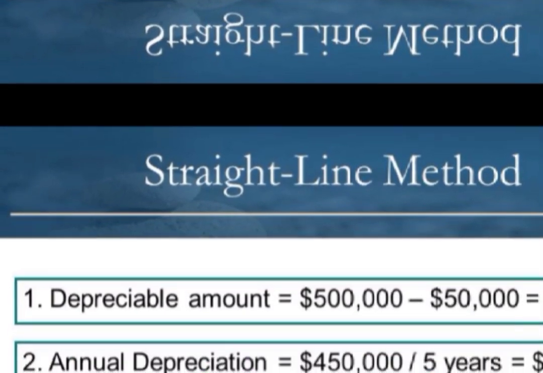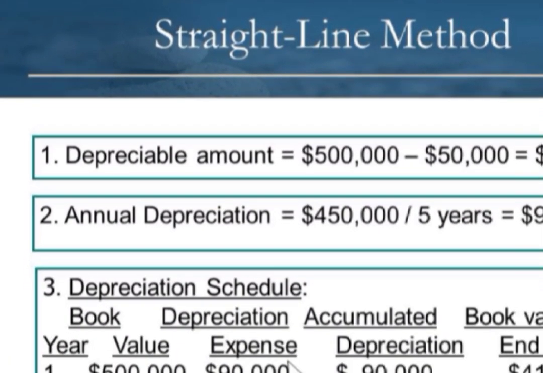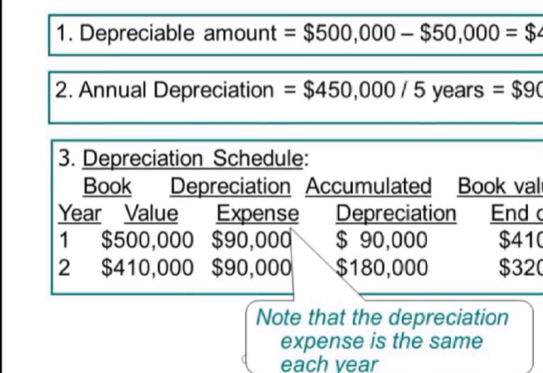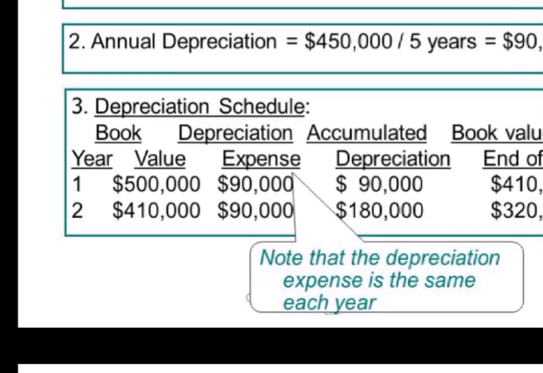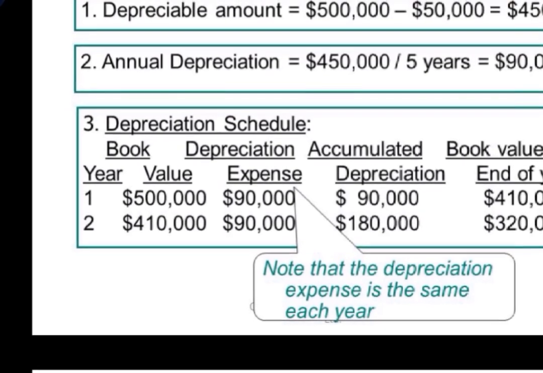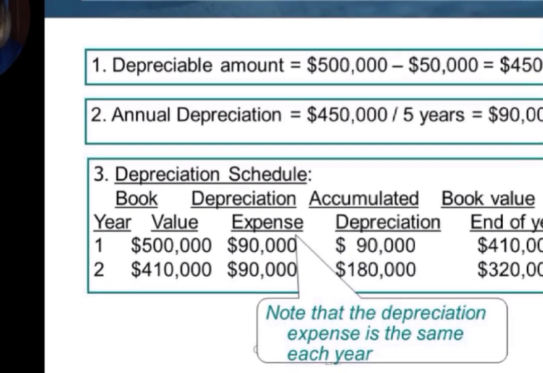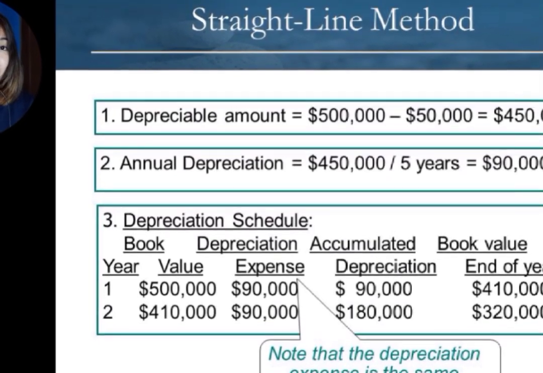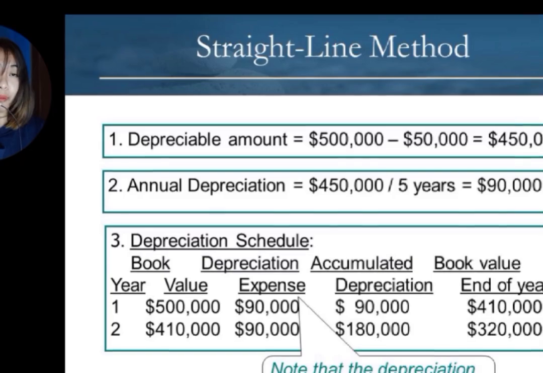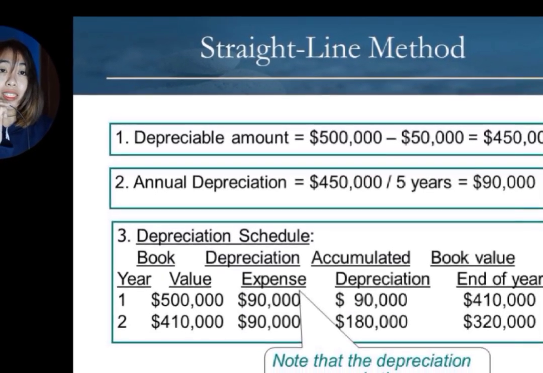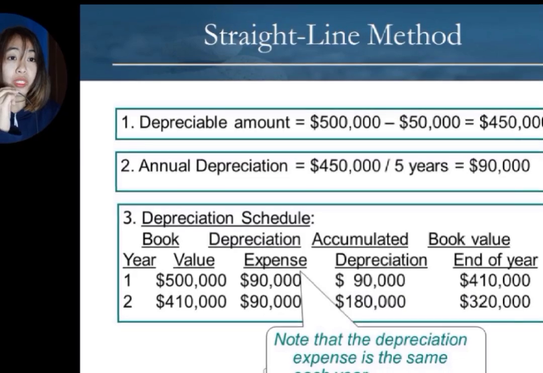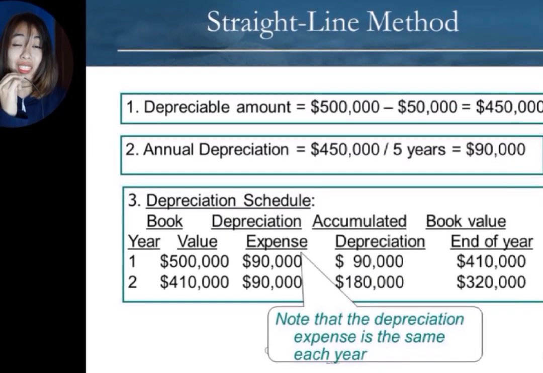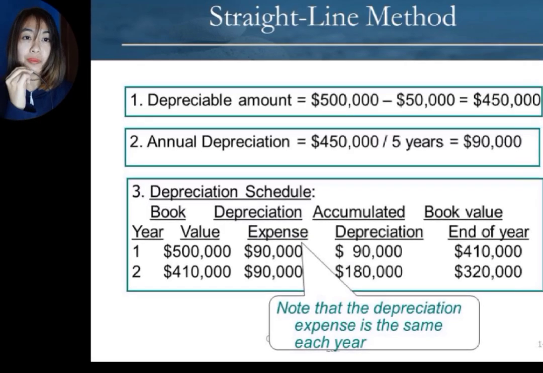To construct a depreciation schedule using a straight line method, we just have to first get the depreciable amount and the annual depreciation by following the formulas I mentioned earlier. Under the depreciation expense is the annual or yearly depreciation. Note guys that when using the straight line method, the depreciation expense each year is constant.